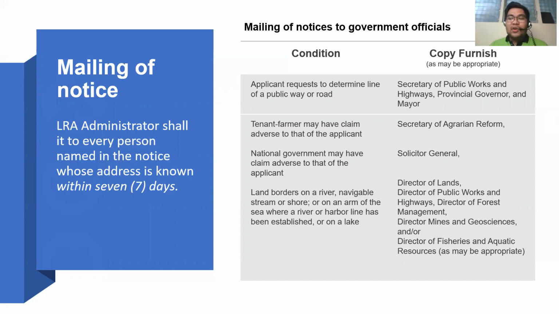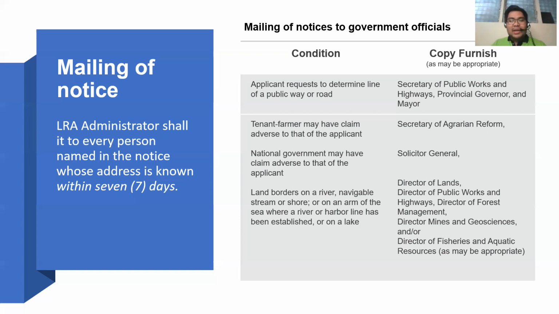And the law also provides for the mailing of notices to government officials. Here are some conditions such that select government officials are copy furnished. If the applicant requests to determine the line of public way or road, the LRA shall copy furnish the notice to the Secretary of Public Works and Highways, Provincial Governor, and Mayor where the land is situated in such municipality or city. For instance, if the tenant farmer has an adverse claim to the applicant, the Secretary of Agrarian Reform may be copy furnished.